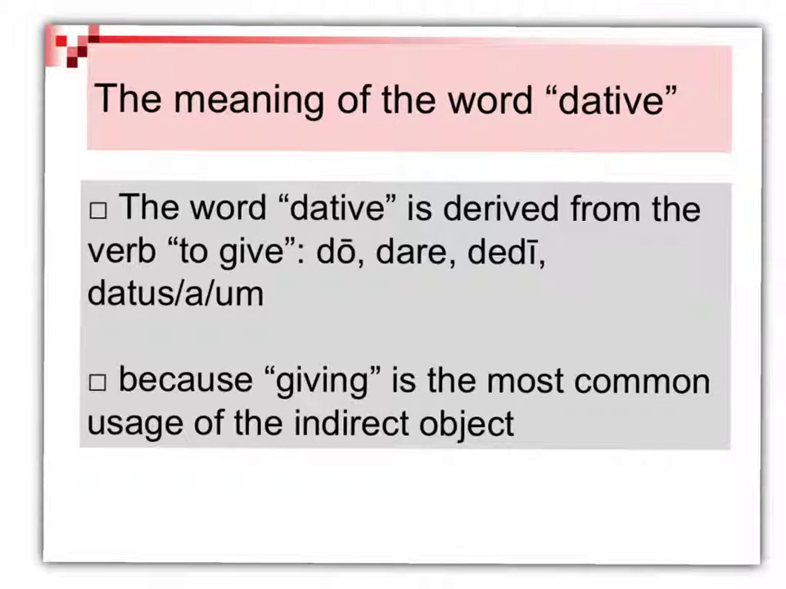Alright, a little sidestepping here. Just a quick meaning of the word dative. The word dative is derived from the verb to give: do, dare, dedi, datis. Remember that giving is the most common usage of the indirect object. You could also have verbs of showing and telling and trusting and believing, but giving is most common, so that is where our word dative comes from: do, dare, dedi, datis, to give.